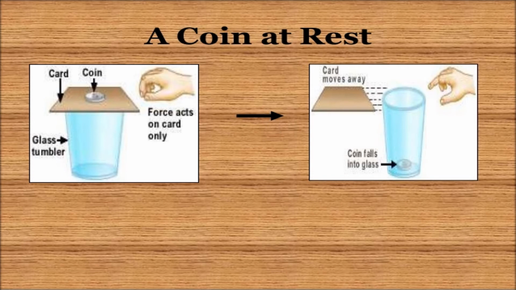If you don't pull the cardboard, the card stays at rest. Suppose you pull the card, it means that some force is being applied by you. So then what happens? The coin which was at rest will now fall into the tumbler. So from rest it comes to motion. So that is the thing. That is Newton's first law.